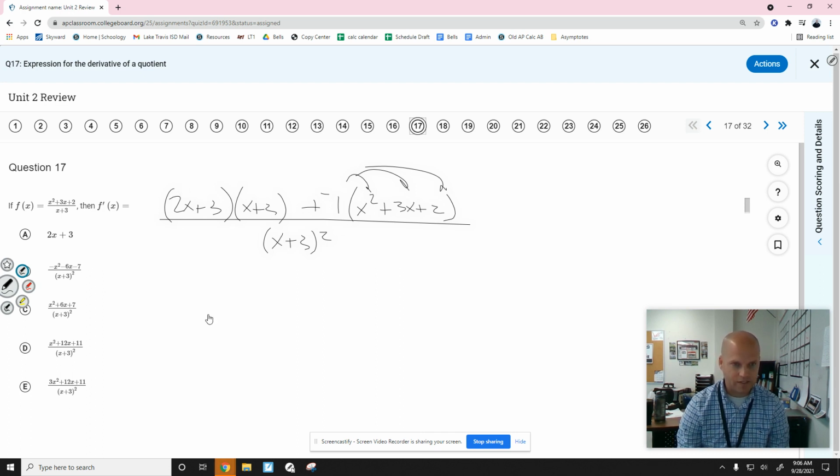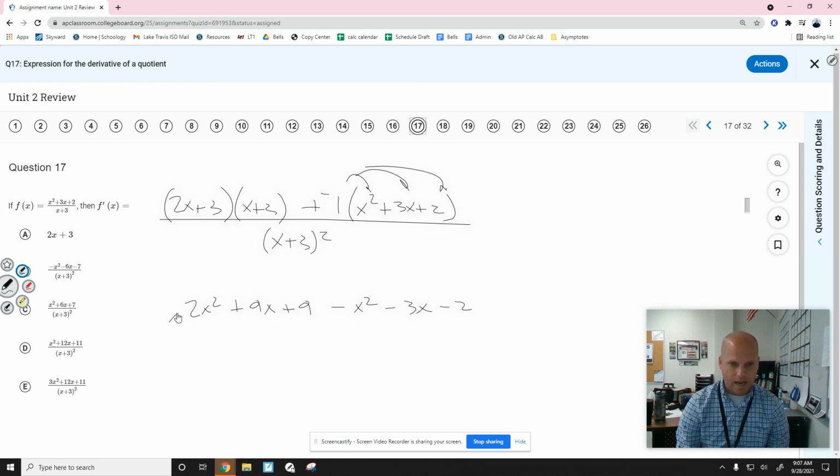So let's do it. 2x times x is 2x squared. 2x times 3 is 6x. 3 times x is 3x. 6x plus 3x is 9x. And then I've got minus an x squared, minus a 3x, and minus a 2. I distribute that negative. It's very important.